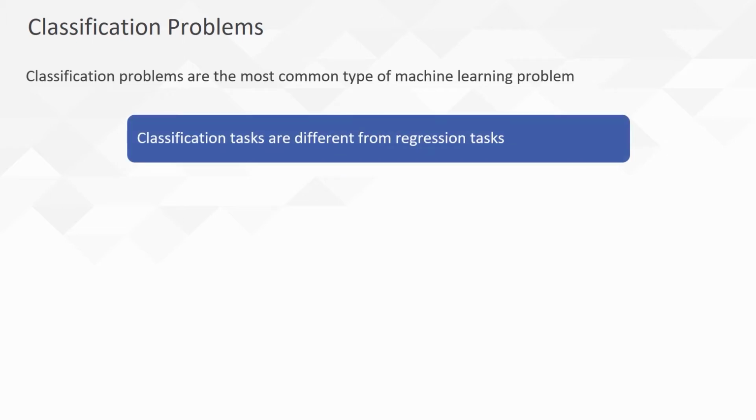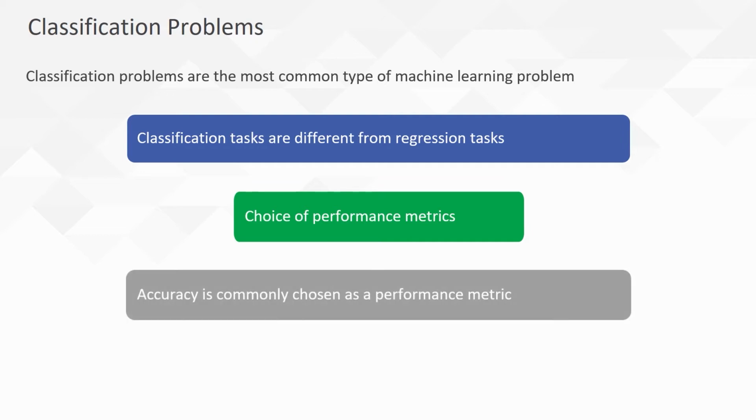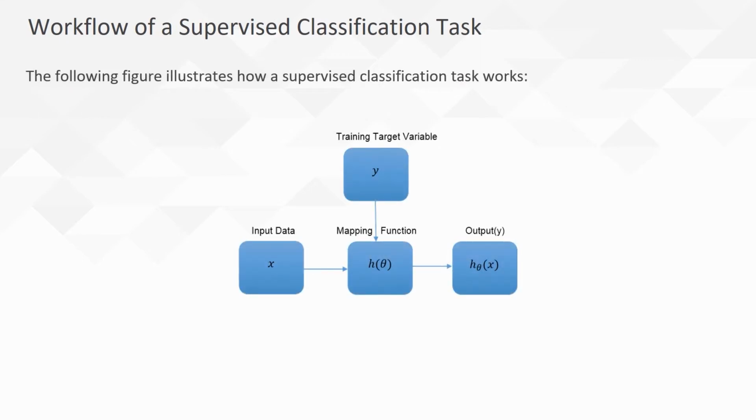Classification tasks are different from regression tasks in the sense that in classification tasks, we predict a discrete class label, whereas in the case of regression, we predict continuous values. Another notable difference between classification problems and the regression problem lies in the choice of performance metrics. With classification problems, accuracy is commonly chosen as a performance metric, while root mean square error is quite common in the case of regression. The following figure illustrates how a supervised classification task works.